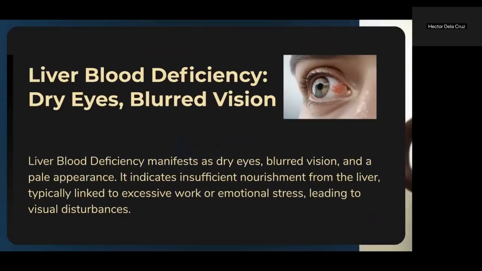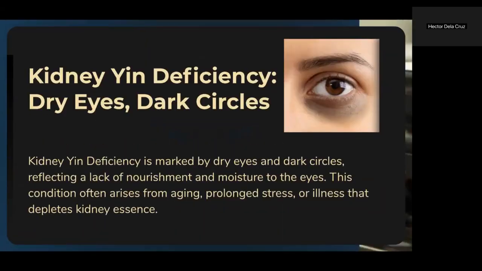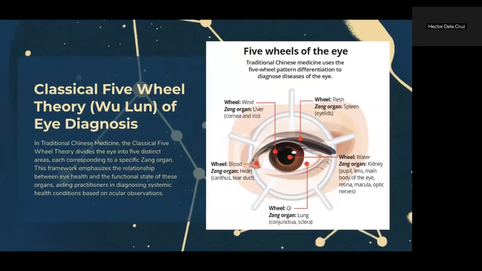Liver blood deficiency manifests as dry eyes, blurred vision, and a pale appearance. It indicates insufficient nourishment from the liver, typically linked to excessive work or emotional stress, leading to visual disturbances. Kidney yin deficiency is marked by dry eyes and dark circles, reflecting a lack of nourishment and moisture to the eyes. This condition often arises from aging, prolonged stress, or illness that depletes kidney essence.